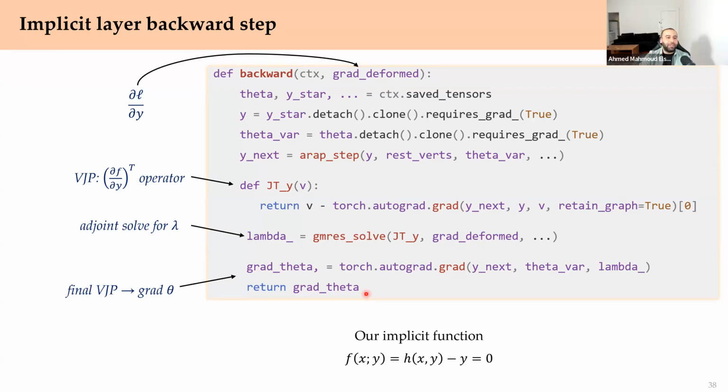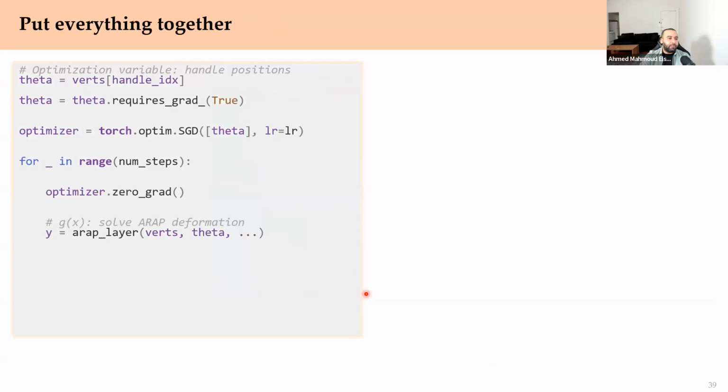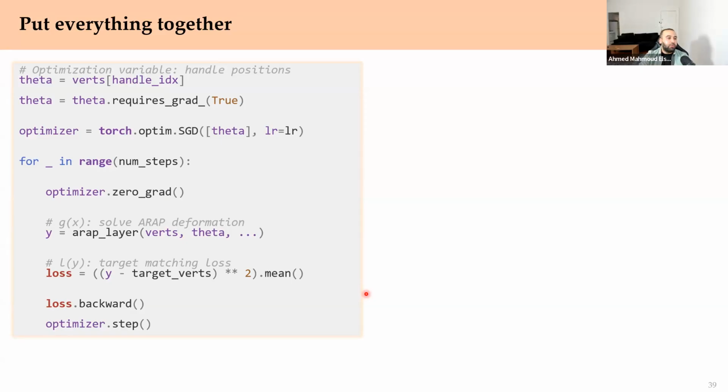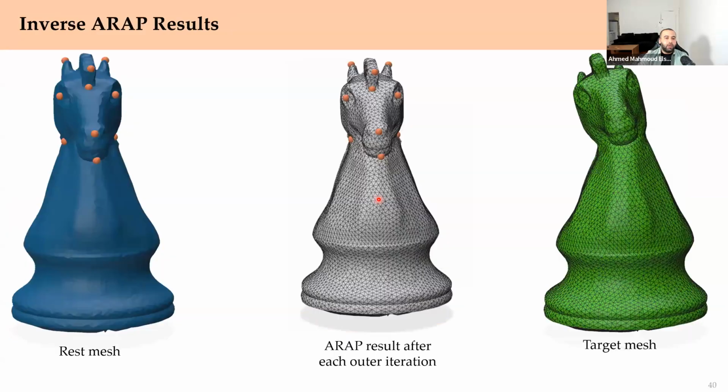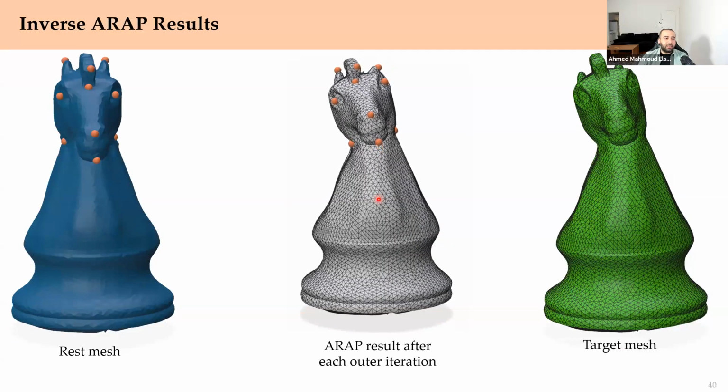Let me march very quickly along this. Basically, if we look back to this skeleton of standard PyTorch code, we will find that we actually could implement everything in this standard form. The only thing that will change is this ERAB step, which becomes this custom layer. And it works. This is the rest position, this is the target position, and this is the output of every outer optimization. You could see here the handle tried to squeeze and tighten such that it could reach the target position.